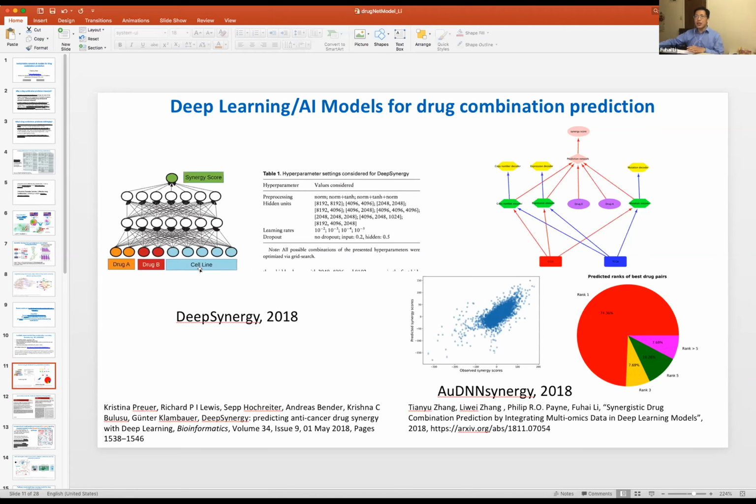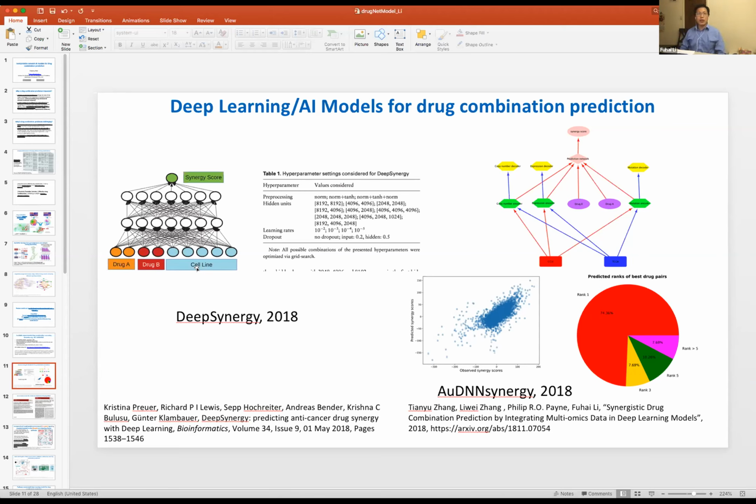In DeepSynergy, they use all the gene expression data. For example, there are about 20,000 genes of expression data. But if you also consider copy number and genetic mutation along with the gene expression data, the input will be three times larger. So the number of parameters will be huge.